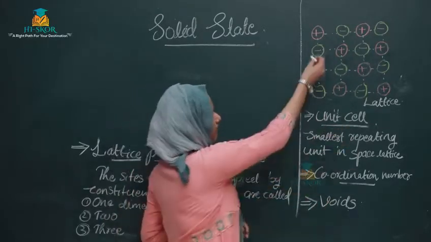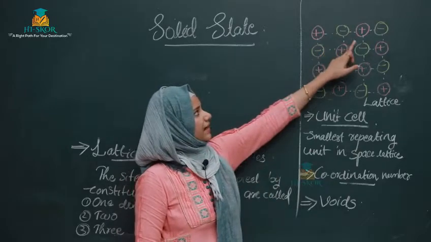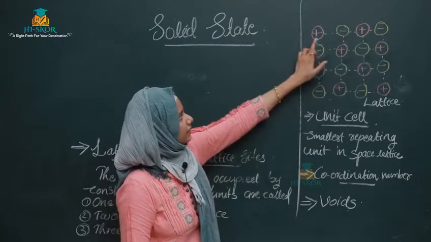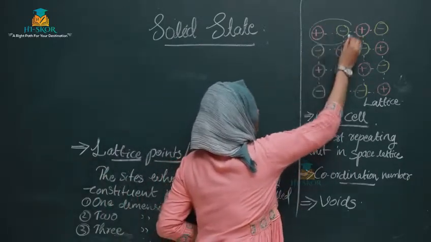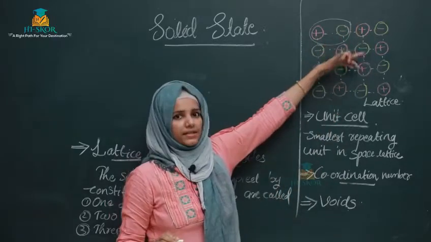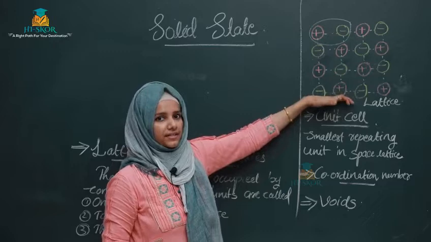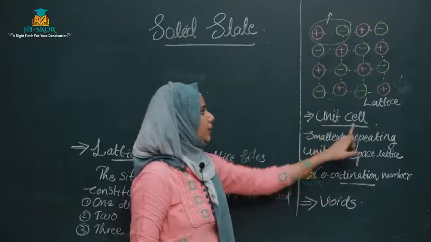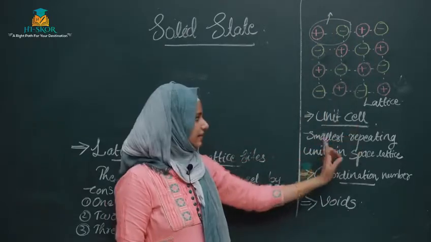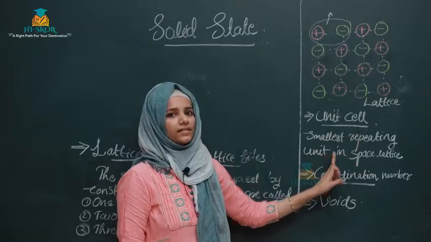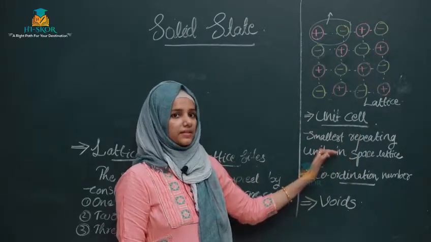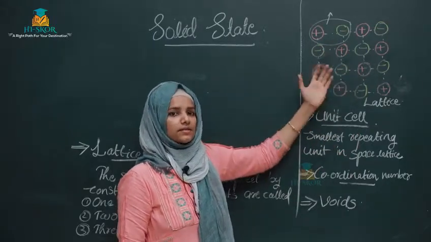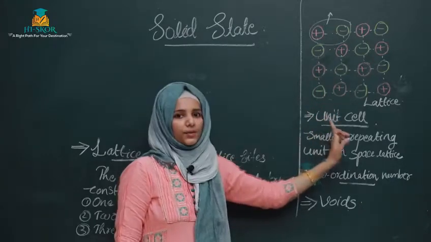Next you can see that both positive and negative ions are repeated a number of times, making the entire crystal. Here this is one unit. This unit repeats a number of times to give the entire crystal, and this basic unit we call the unit cell. How will you define the unit cell? It is the smallest repeating unit in a space lattice. Or we can say the space lattice is subdivided into smallest repeating units. That is what we call the unit cell.